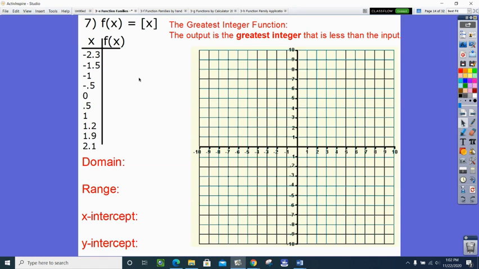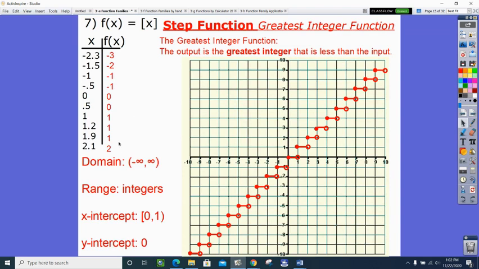What it's going to end up looking like is a series of steps. It's going to jump from one integer to the next. So to show you what that looks like, here is the table I just mentioned. Now if you come to 2.1, it's going to be on the step here, anything greater than or equal to 2 up to 3, not including 3. So 2.9, 2.997, 2.9999998, they're all going to be an output of 2.